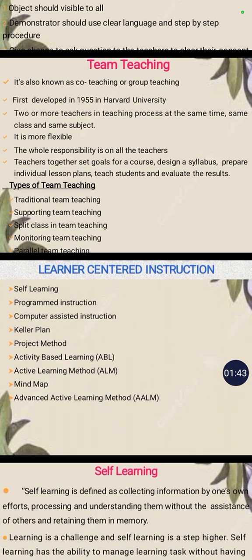Team teaching. It is also known as co-teaching or group teaching. First developed in 1955 at Harvard University. It promotes teachers and the teaching process at the same time, in the same class and the same subject. It is more flexible. The whole responsibility is on all the teachers. Teachers together set goals for a course, design a syllabus, prepare individual lesson plans, teach students and evaluate the results.